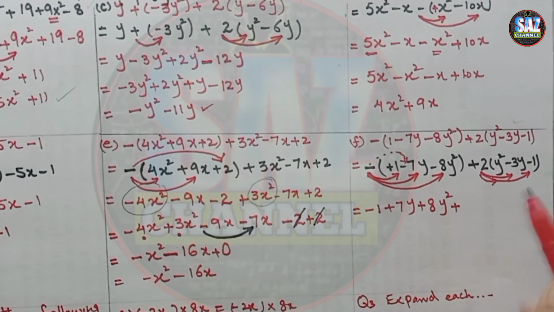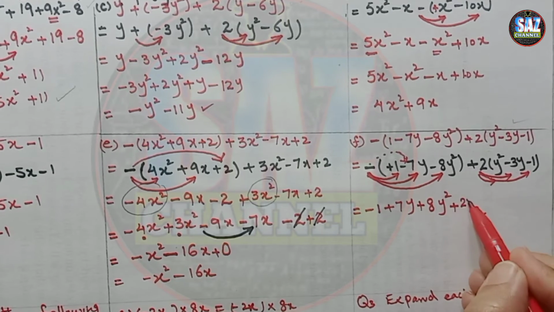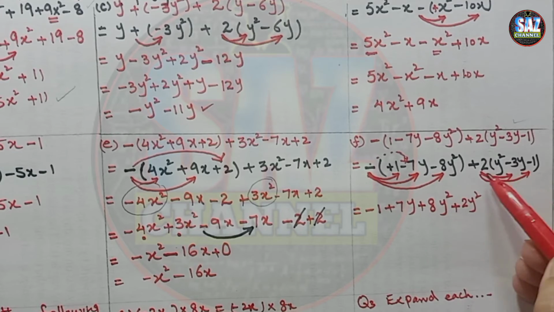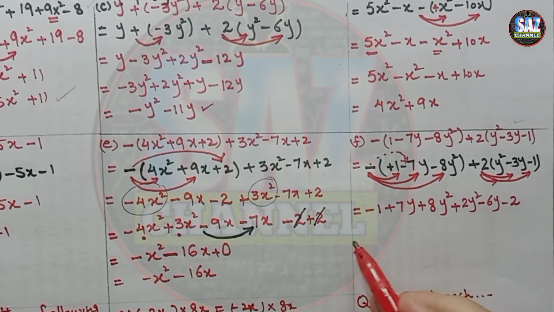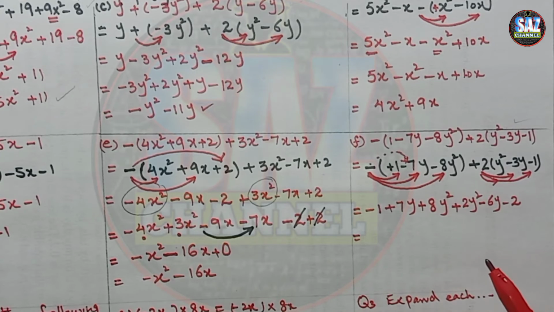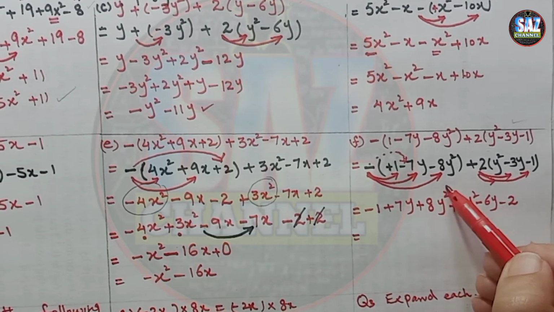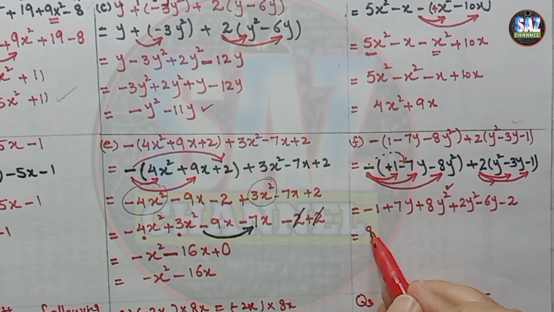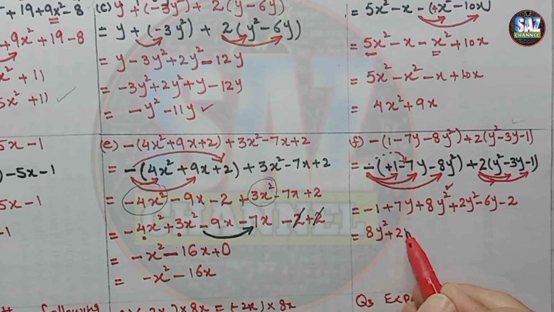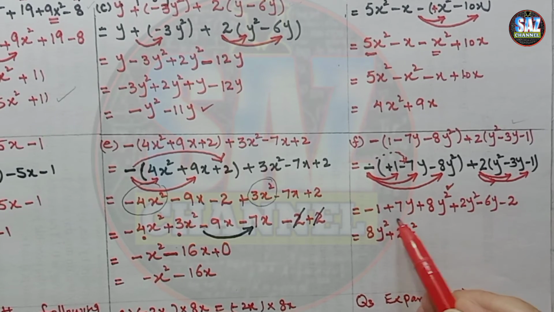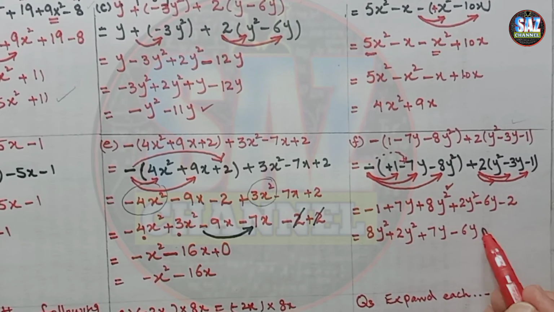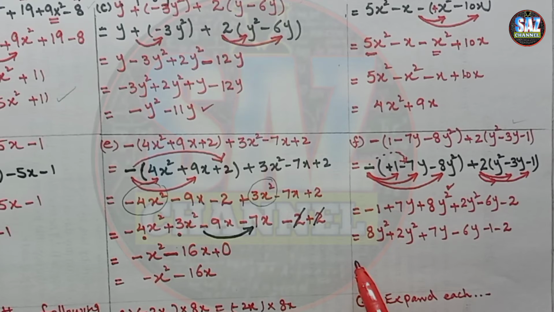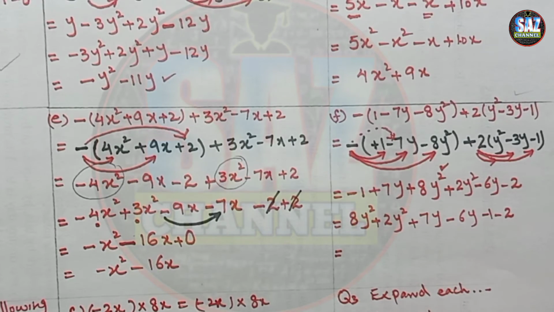Coming to the second bracket, that 2 will be multiplied by y square. This is 2y square. Then 2 multiplied by minus 3 will give me minus 6y, and 2 multiplied by minus 1 will give me minus 2. Okay, we have removed the brackets, we have applied the distributive property, and now is the time to write down the like terms together. 8y square plus 2y square, then 7y minus 6y, and then minus 1 minus 2. Try to write your answer either in ascending order or in descending order, but do not give an abrupt answer.